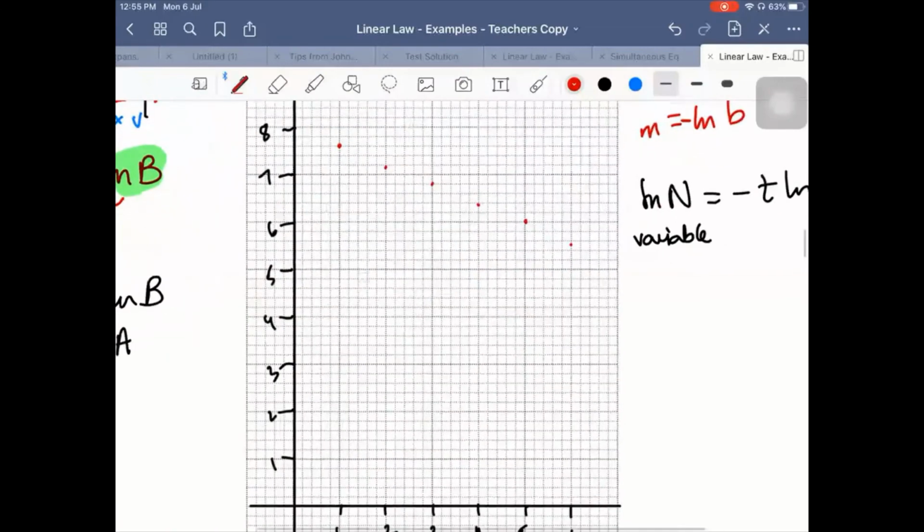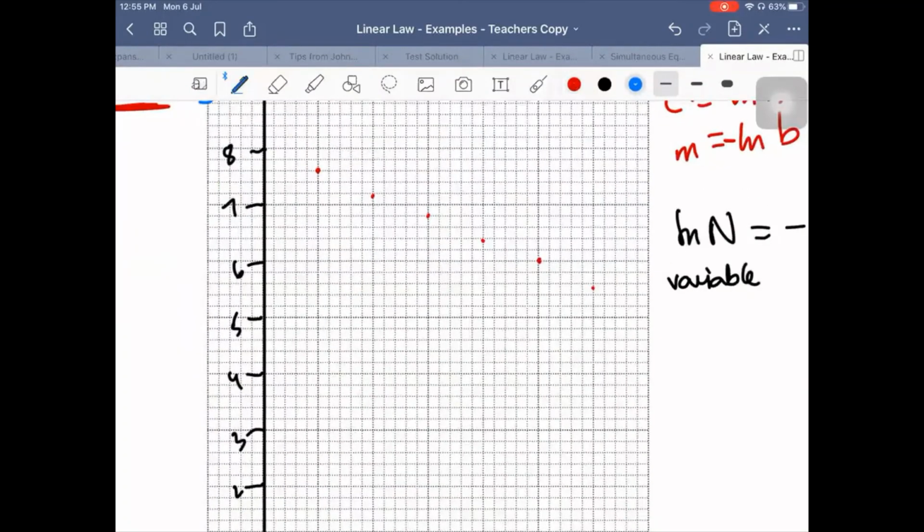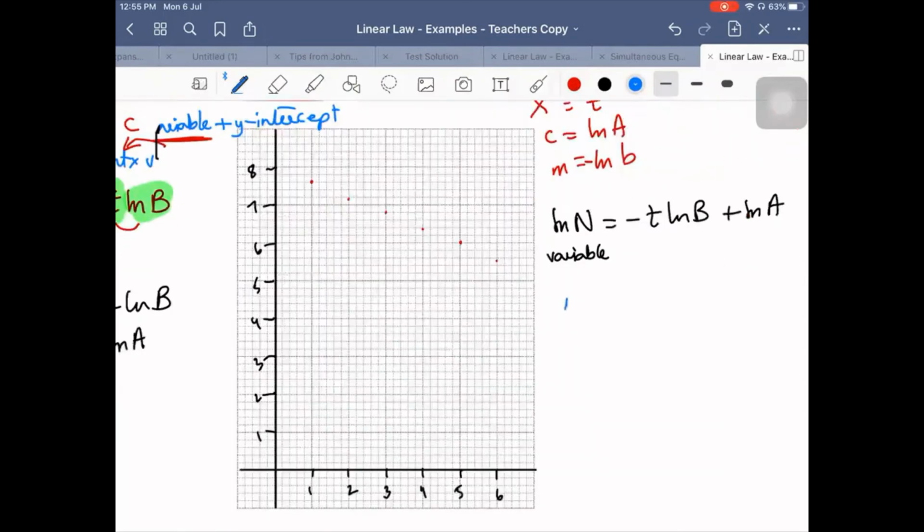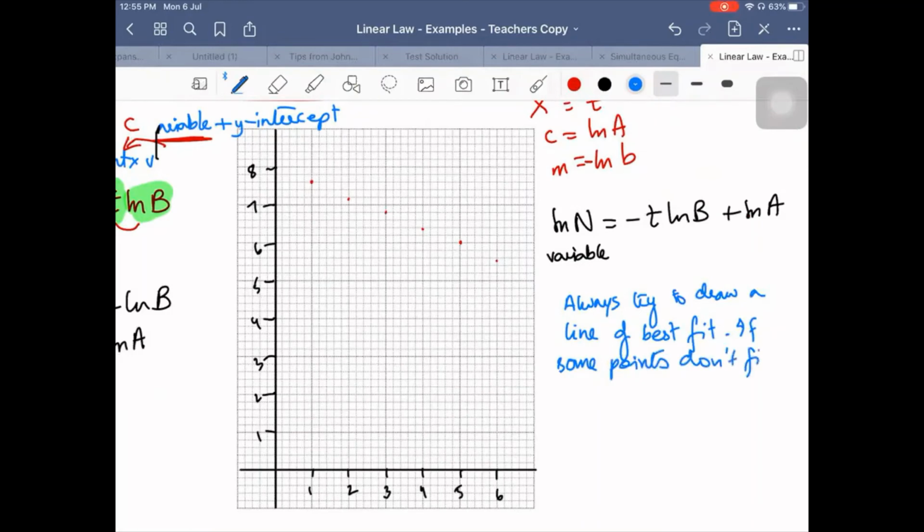Now, what I have to do is try to draw a straight line through all of these points. Remember that whenever you're doing linear law, always try to draw a line of best fit. If some points don't fit onto the line, try to leave an equal number of points above and below the line.